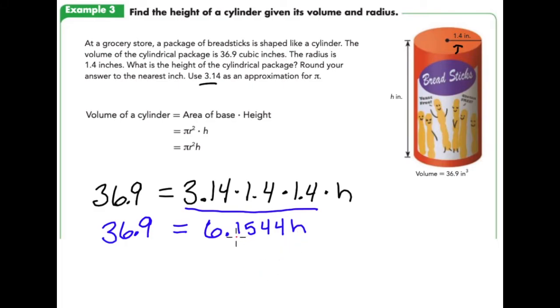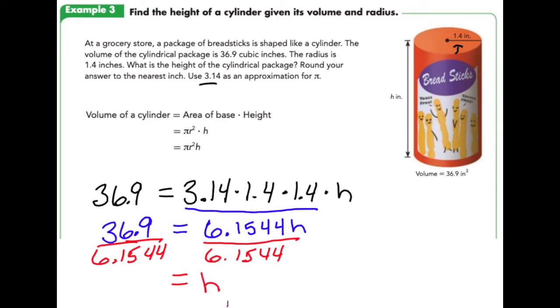On the right side, that is simplified, and now we want to isolate the h. We want to find out what the height is, so we're going to divide both sides by the 6.1544. And when we do that, we will be left with something equals h. So again, in our calculators, we want to take 36.9 divided by this 6.1544.